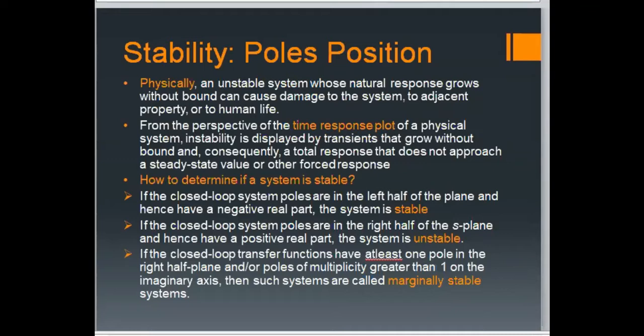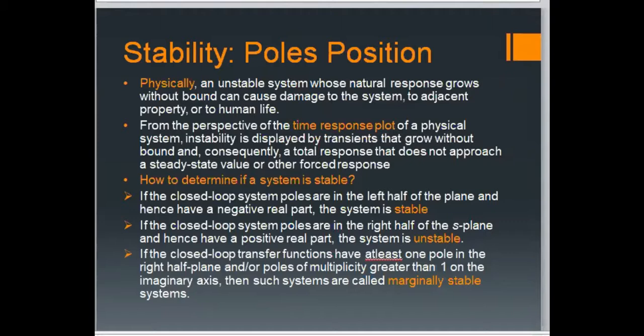What does stability actually mean physically? For example, if your system is not stable, what could happen? It can damage your system. Or maybe, depending on the nature of the system that you want to control, it can damage your surroundings, and it can even damage human life too. So it is very important for stability to be there once you start controlling or operating your systems.